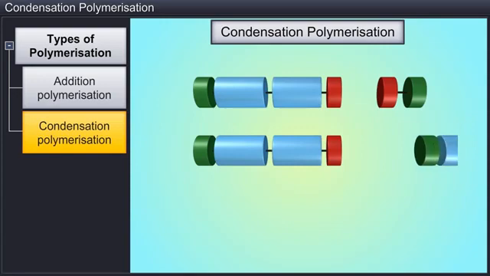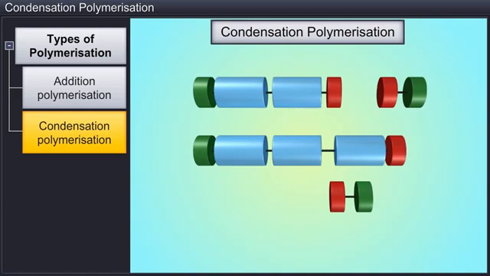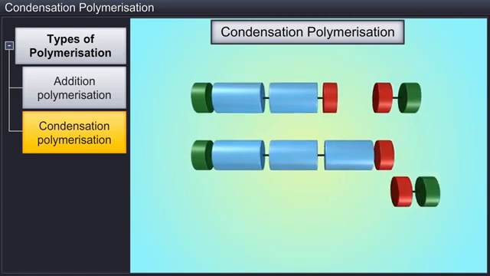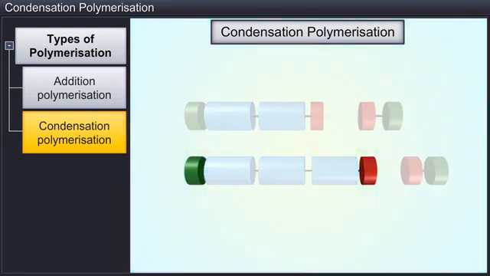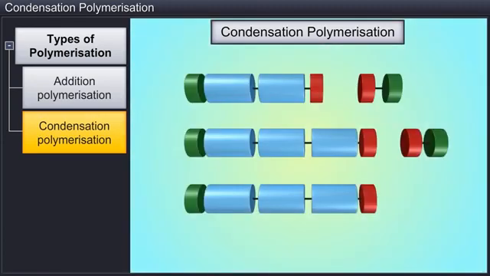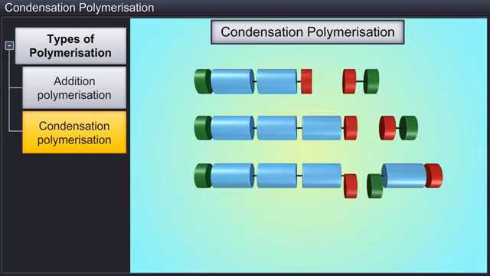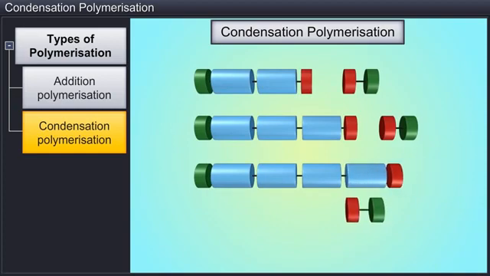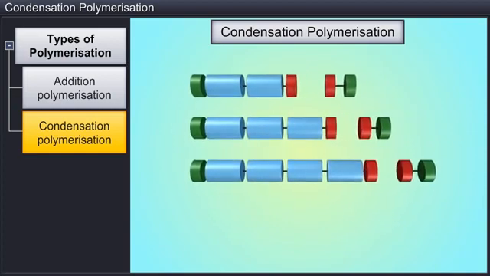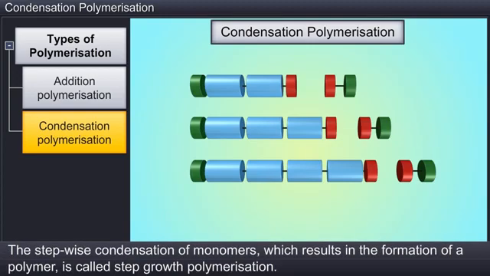The product formed in each step of the reaction as a result of condensation between two different bifunctional monomers also has a bifunctional group that can further react with another monomer to form a larger molecule. The series of such reactions continues. The stepwise condensation of monomers, which results in the formation of a polymer, is called step growth polymerization.